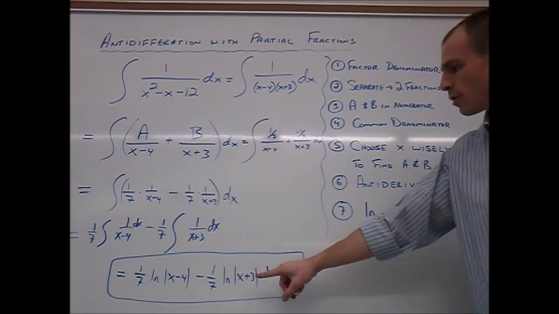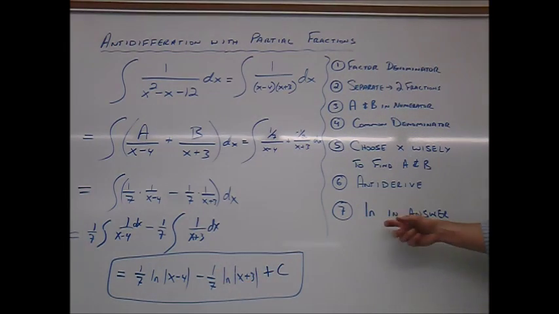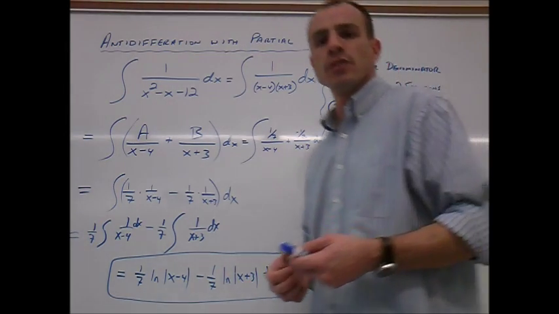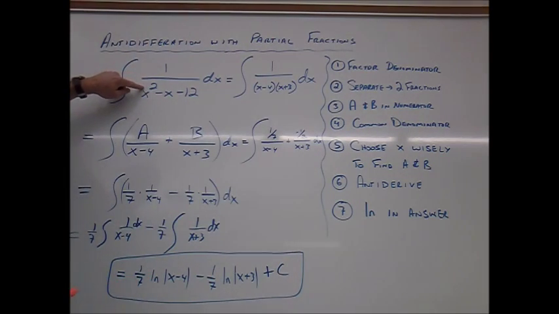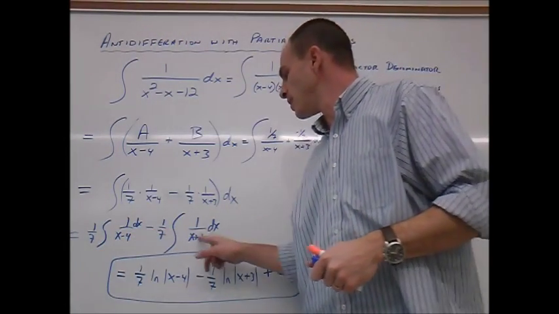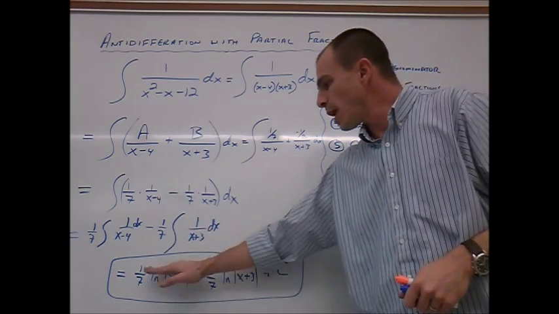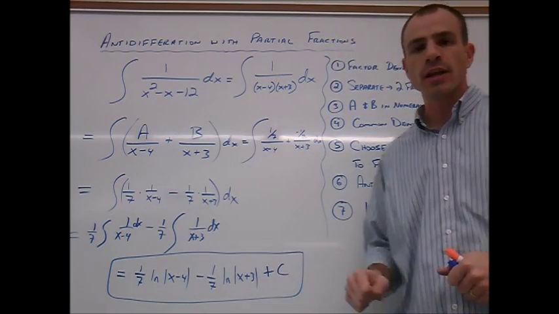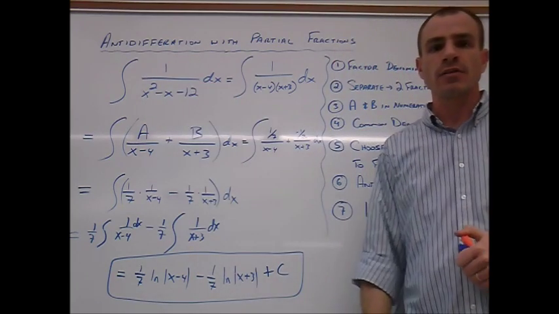One quick note, notice that we had 2 natural logs in our answer. When you're doing these partial fractions, the goal is to go from something where you cannot get a natural log as the antiderivative into something which does produce the natural log. And if we were, in fact, to derive this boxed equation right here, you would end up with 1 over x squared minus x minus 12.